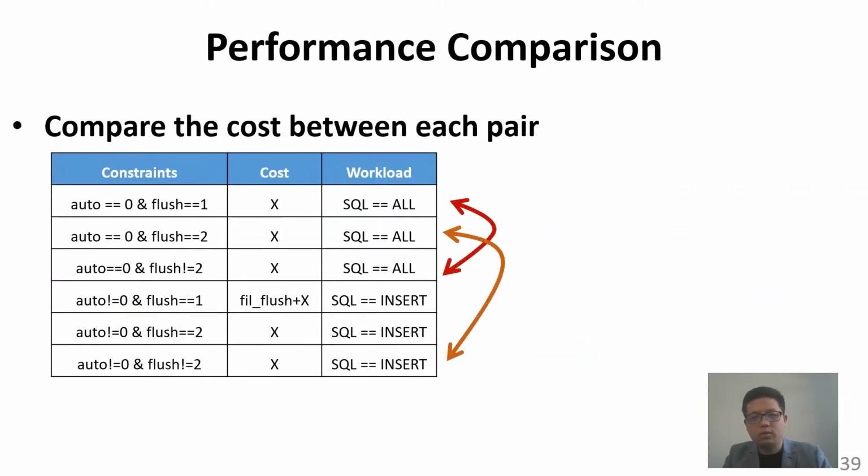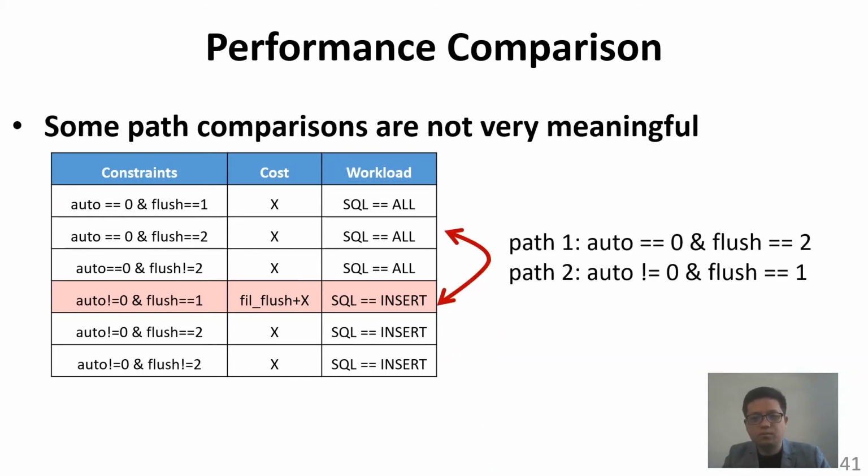The Violet tracer compares each pair of the paths. If it finds one path is extremely slower than other paths, it marks the slower one as a specious configuration. But some path comparisons aren't very meaningful. For example, if we compare the second row and the fourth row in the table, while we can find the fourth row is bad, we can't know which configuration parameter is the root cause.